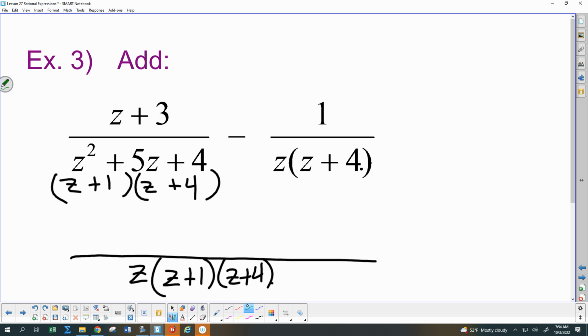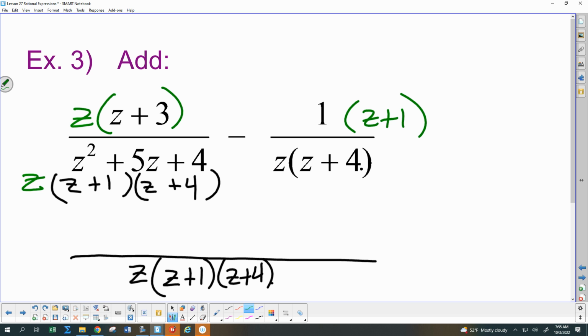So then we look for what each part is missing. Parentheses around this because it had a plus or a minus sign in it. What's my first denominator missing? It's missing a z, so I need to multiply this one by z over z. Lucy, what's my second denominator missing? A z plus 1.